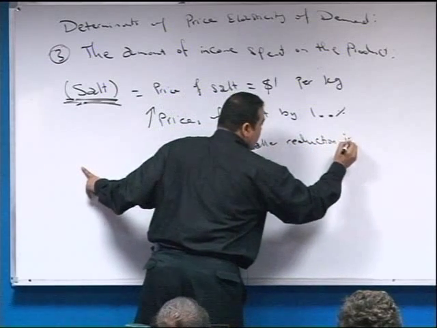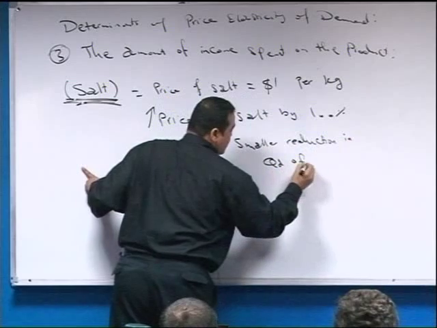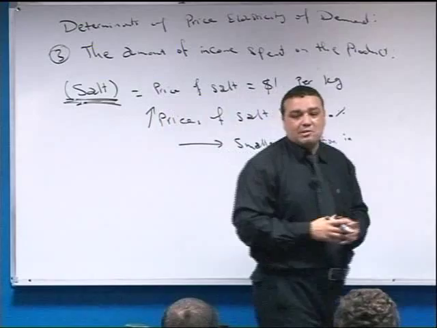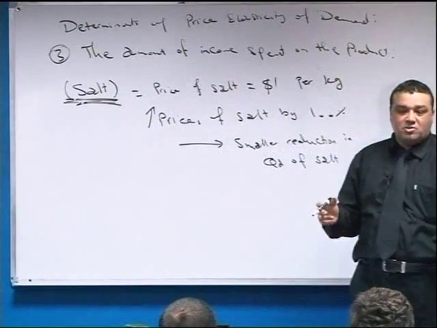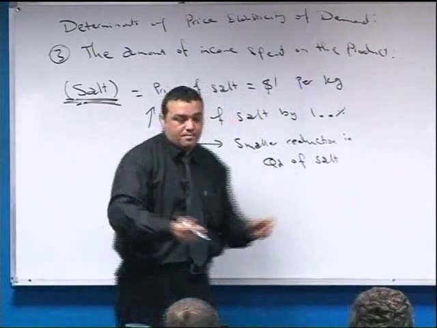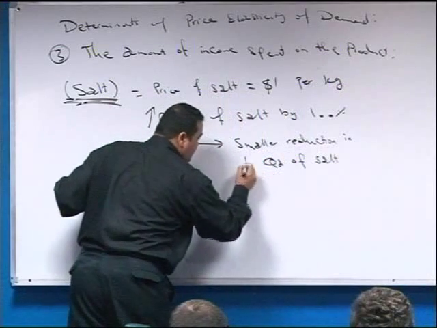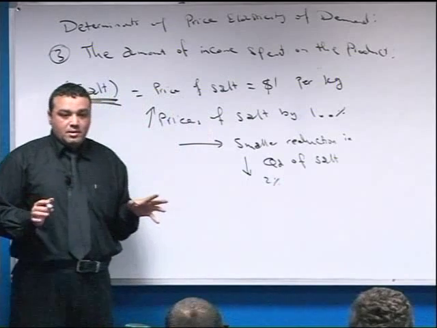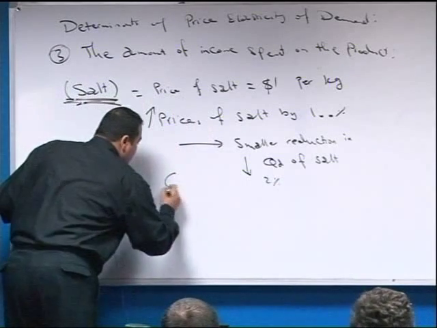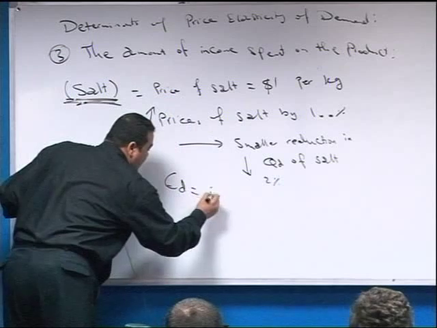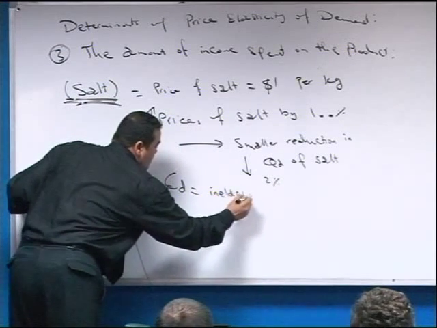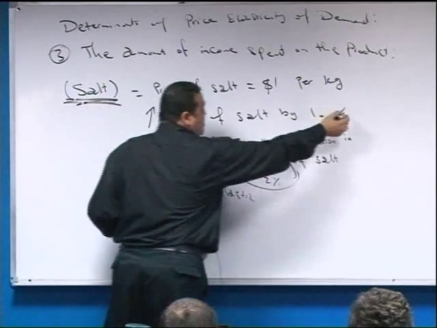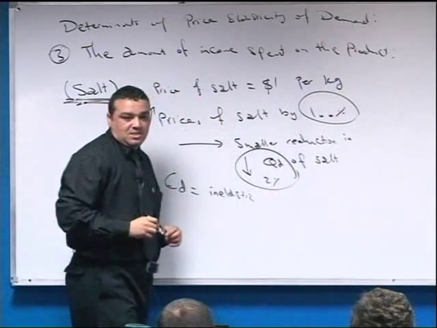in QD of salt. So suppose the quantity demanded of salt may decrease by only 1% or 2%, or sometimes not at all. So suppose that the reduction would be 2% only. So in this case, ED, the demand is inelastic, because the percentage decline in the quantity demanded is smaller than the increase in the price.